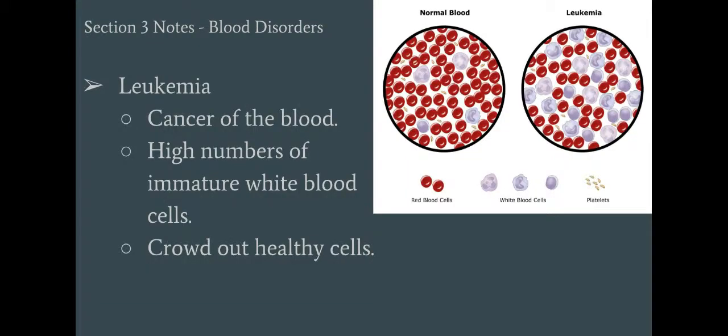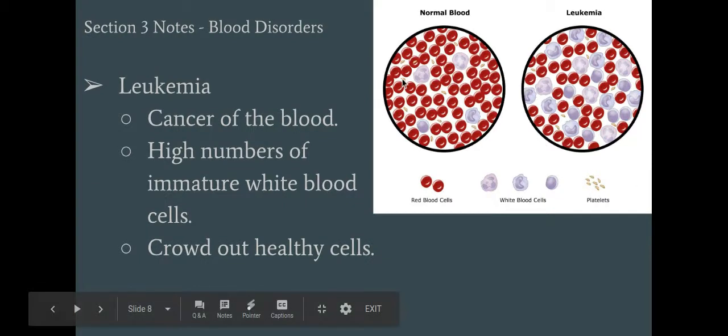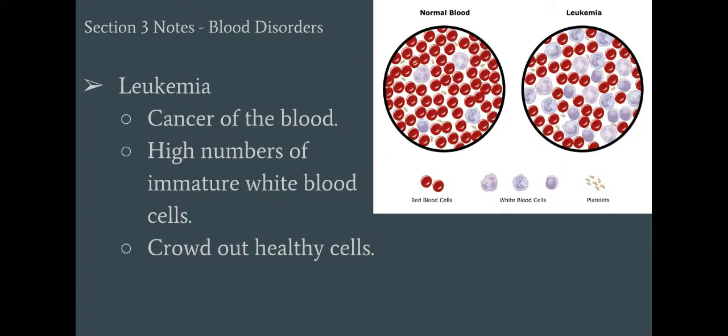Last thing we're going to talk about is blood cancers. Leukemia is cancer of the blood. You can have high numbers of immature white blood cells. Usually the most common thing is you get a blood count and your white blood cells are off the charts. So that's usually a common occurrence of leukemia. They end up crowding out the healthy cells and not allowing for actual function of the red blood cells.